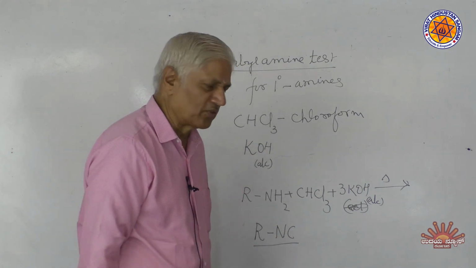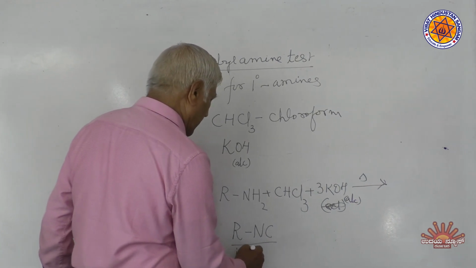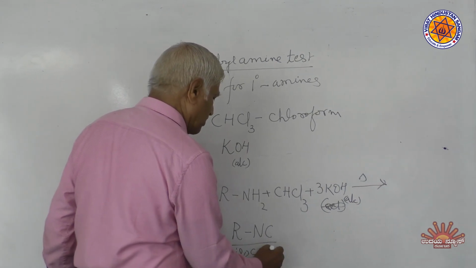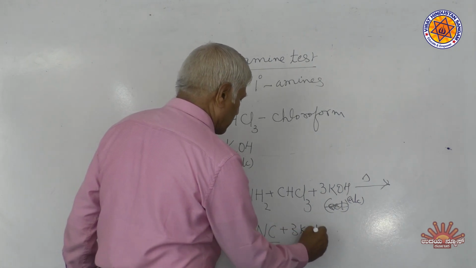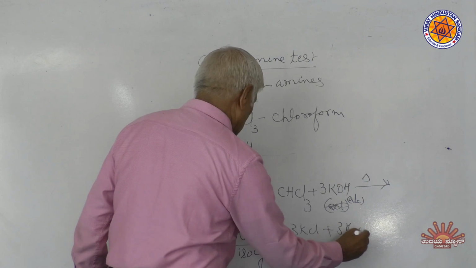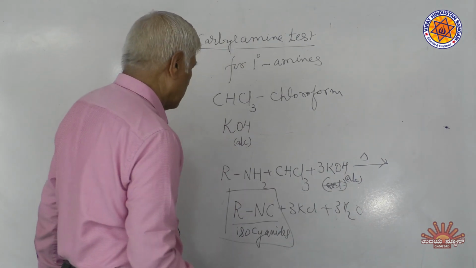RNC is an isocyanide, commonly known as carbylamine. Isocyanides are commonly known as carbylamines. Plus, of course, you get 3KCl plus 3H2O. This is the main product. Isocyanides are called carbylamines also.